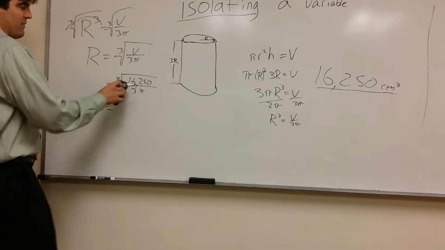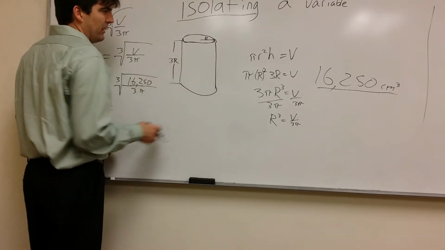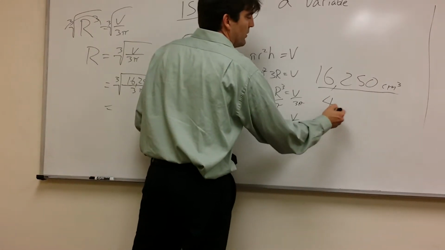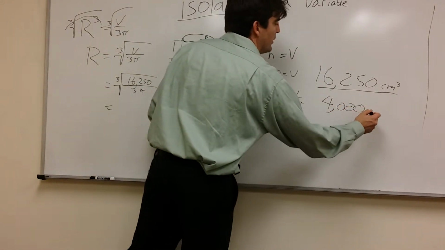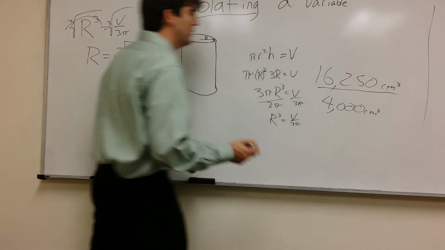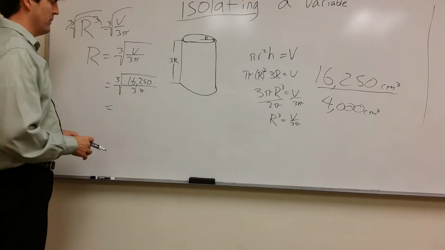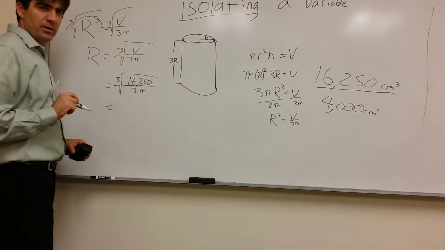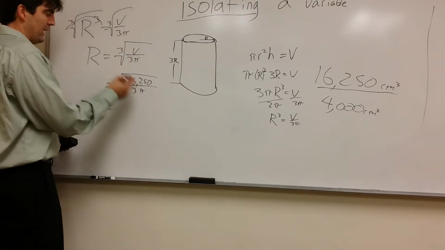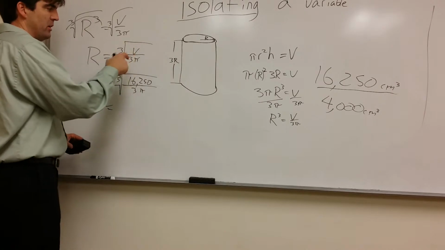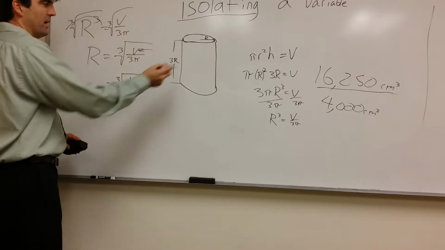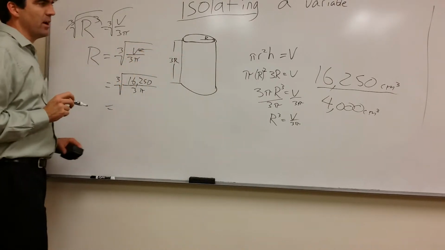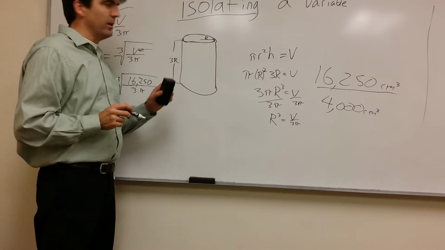But see, now that you have this, if you wanted to find out a different one, like, what if somebody wants a smaller one, a 4,000 cubic centimeter gas tank, then all you have to do is change this number and do it again. And you've already got an equation, any volume you want to plug in, and you've got the radius you need to build it with.